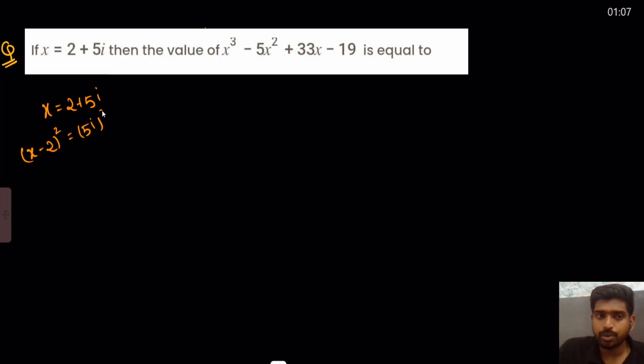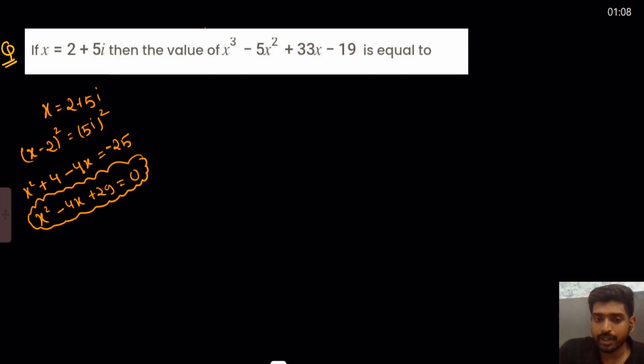Now I'll square both sides. So here what I'll get? x square plus 4 minus 4x is equal to 25 i square. 25 i square means minus 25. Got it? Now send this 25 to that side. So here we'll get x square minus 4x plus 29 is equal to 0.